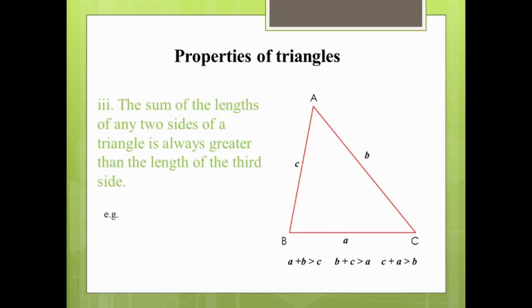For example, if we had the values of a and b, that is 5 cm and 7 cm respectively, then the side c can take any value but less than the sum of a and b, that is, 5 plus 7 is equal to 12. If c is equal to 12 or greater than 12, it means this triangle cannot be formed.